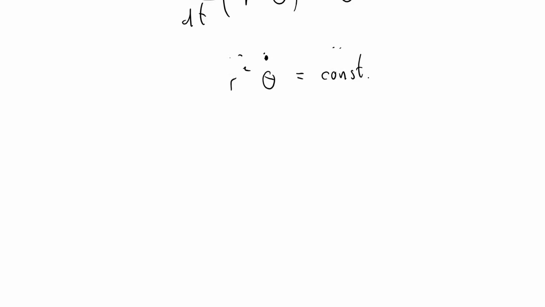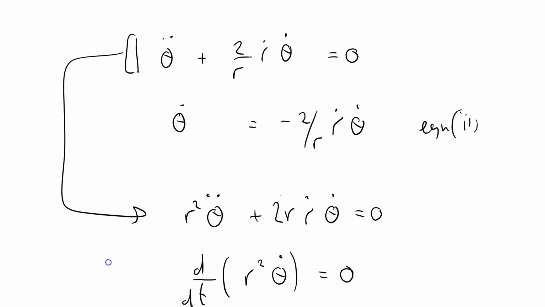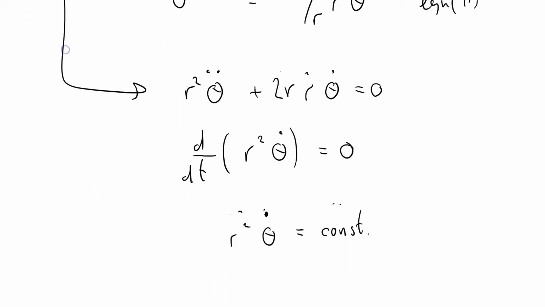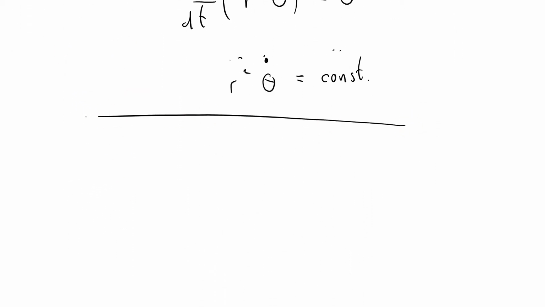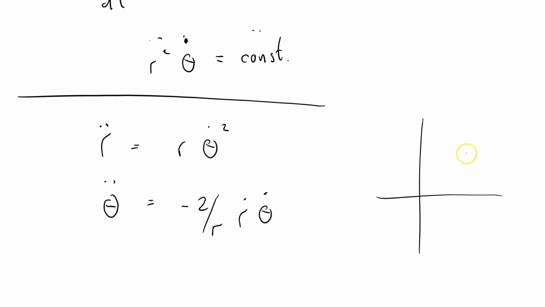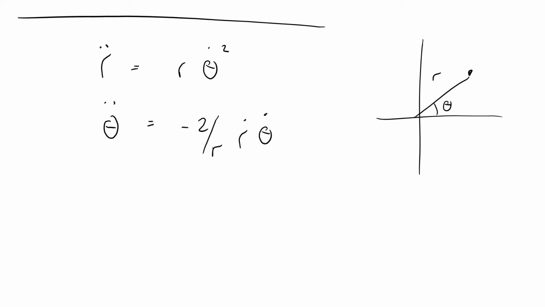General relativity step by step. Now last time I set out a couple of equations which were the geodesic equations for polar coordinates, and I'll just write them out again because I got a bit distracted. We've got r double dot equals r theta dot squared, and theta double dot equals minus 2 over r, r dot theta dot. This is just normal polar coordinates. A point is indexed by its distance from the origin r and angle theta from the x-axis.